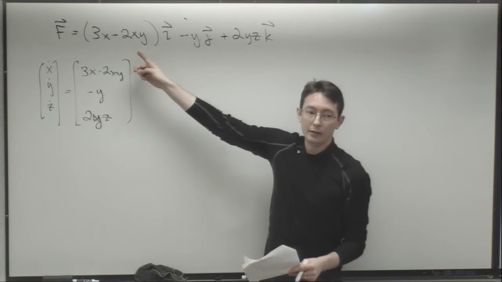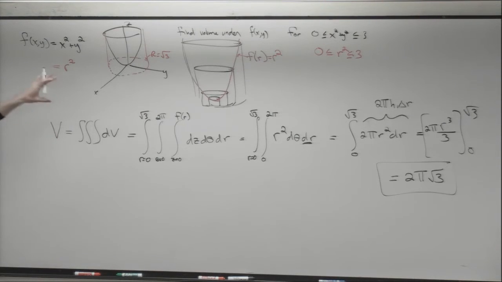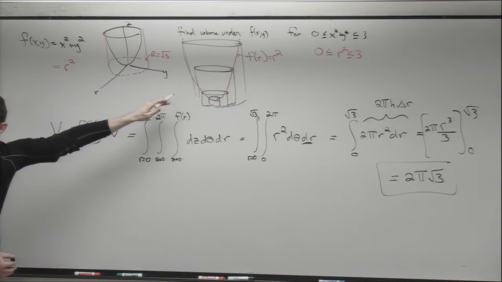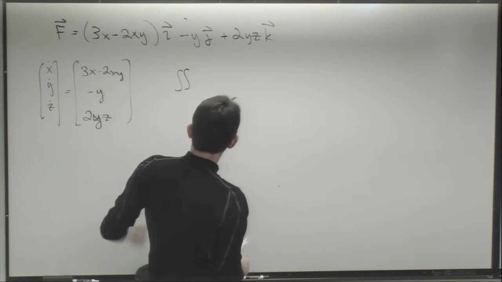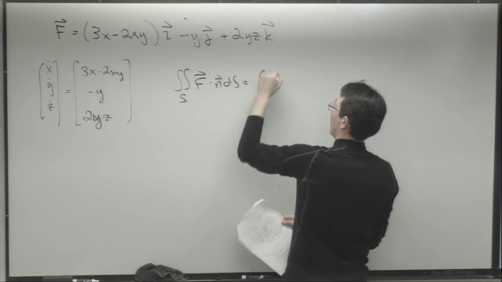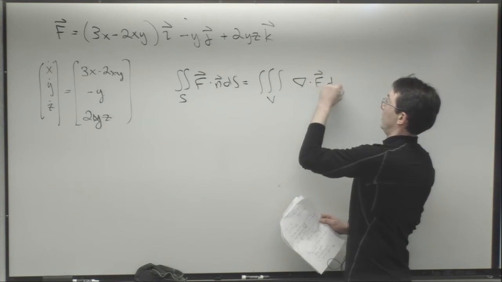So this is a vector field, and for the part of it that lives in that weird cylinder with a paraboloid cut out of it, I want to know how much that vector field carries particles in or out of that volume. I want to know the flux of this vector field through that surface. So again, we use Gauss's theorem. We say the double integral over my surface of F dot n dS is equal to the integral over my volume of div F.